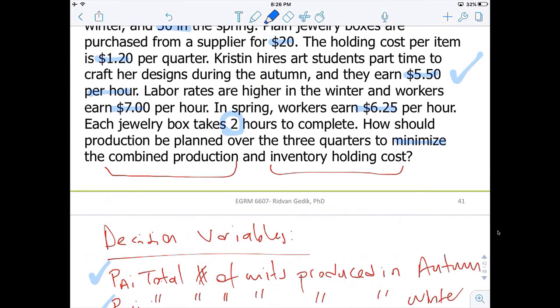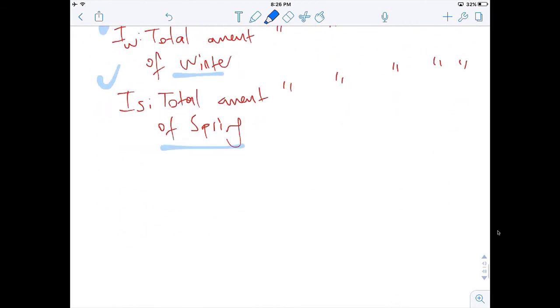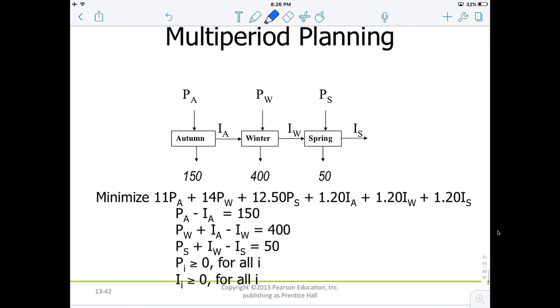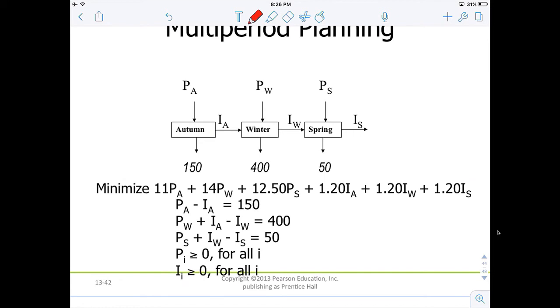By using these decision variables, let's see whether we can put together this objective function. The objective function is going to be the labor costs, and also the inventory cost. Before that, what this graph tells us are called the inventory balance flows.